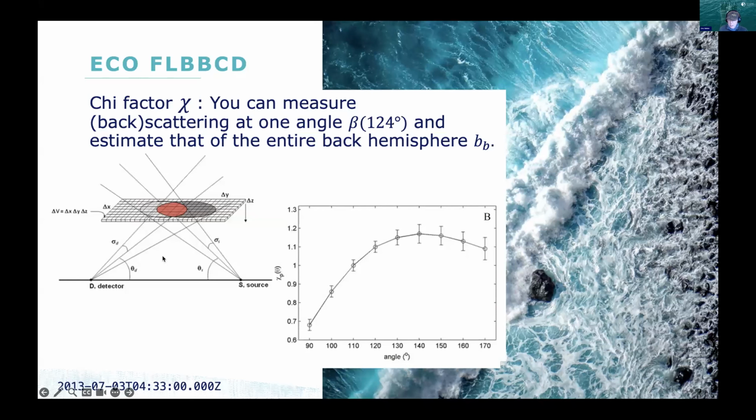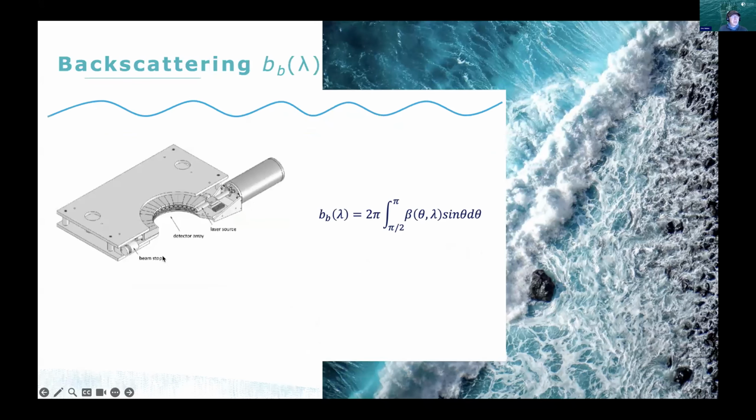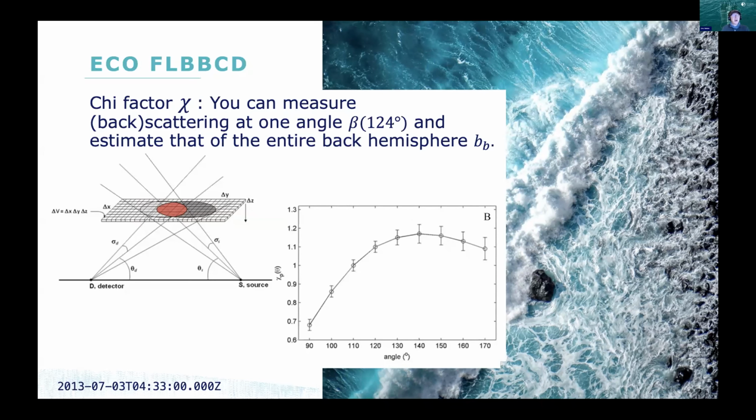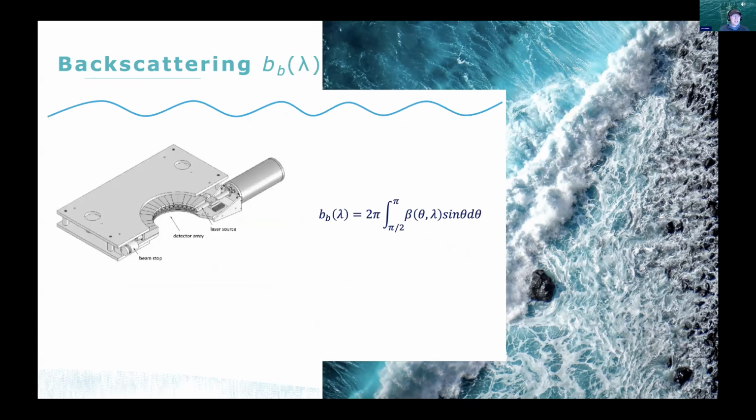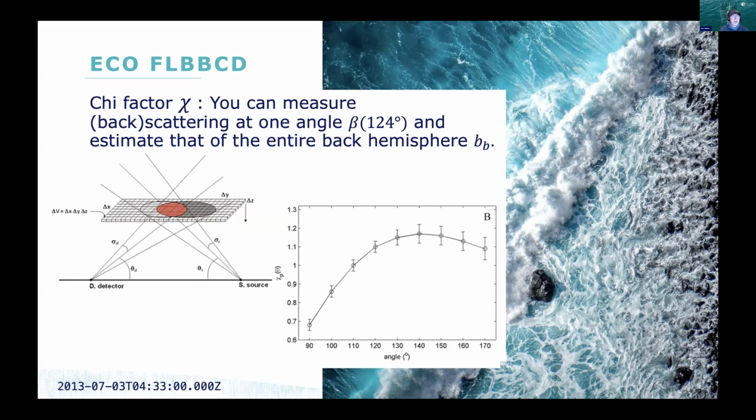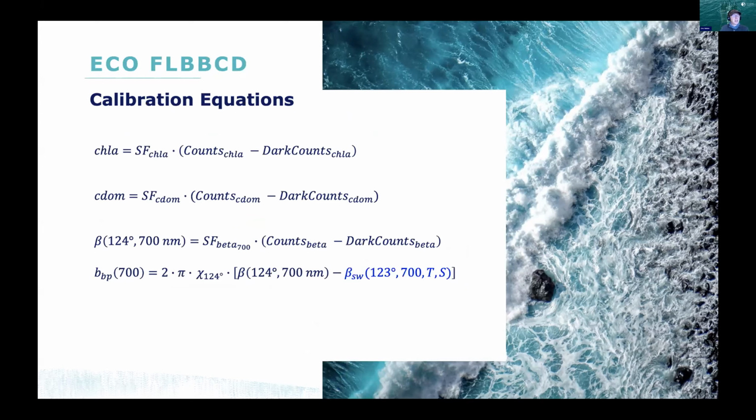We're only measuring it at one angle, and you say, hey, don't we need to measure it at this? Doesn't everybody need to use one of these? And the answer is no. We took that instrument and did millions of measurements and found that if we just measured at one angle, let's say 124 degrees on the bottom right, we can come up with a constant factor that we can multiply that measurement at one angle by and get the total backscattering value. And that's like, wow, that's great. So let's take a look at this equation at the bottom.